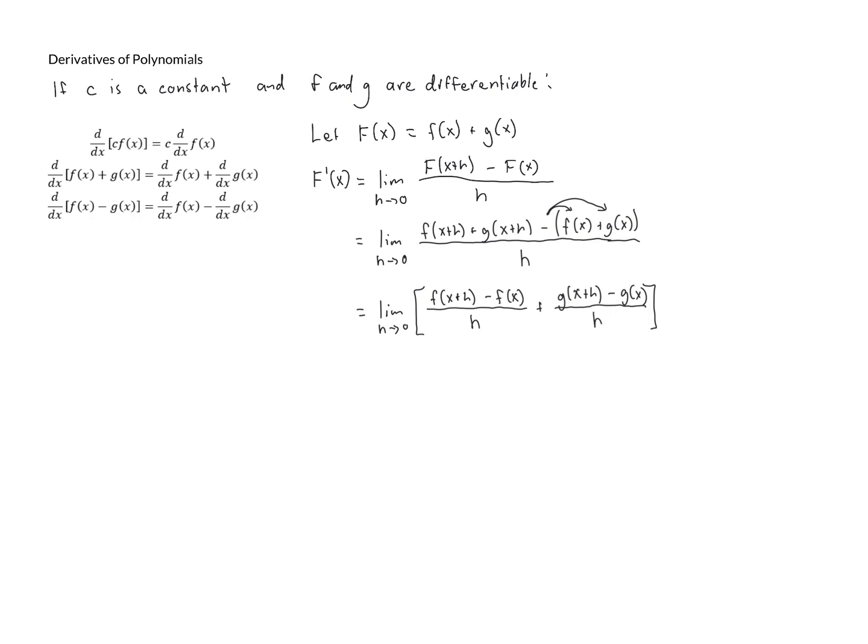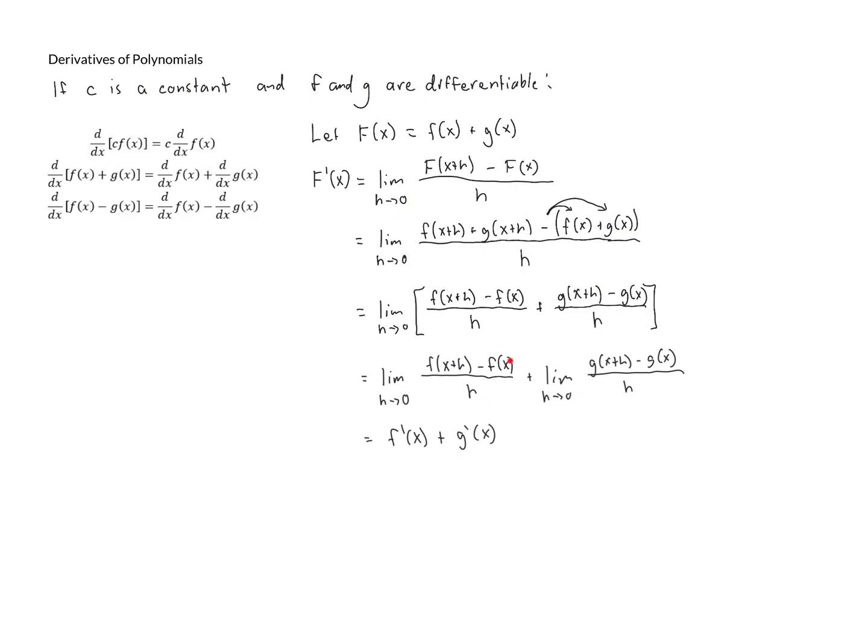all over h. And we know that the limit of a sum is equal to the sum of the limits so long as those limits exist. So we can split this up into the limit of f of x plus h minus f of x all over h, plus the separate limit as h approaches 0 of g of x plus h minus g of x all over h. And we recognize these to be the individual derivatives of the functions, f prime of x plus g prime of x.